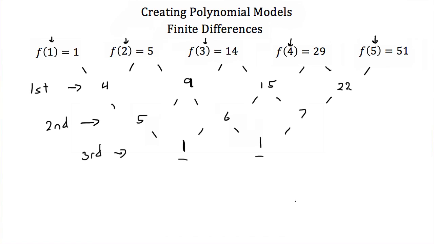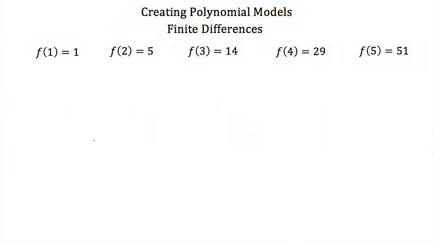Now, because our third order of differences is constant, or is the same every time we have a new number, we will always increase by 1, that means that these function values are represented by a third order polynomial. So if we know we have a third order polynomial, we can write it in standard form like ax cubed plus bx squared plus cx plus d is equal to our function. Or our function is this polynomial in standard form.